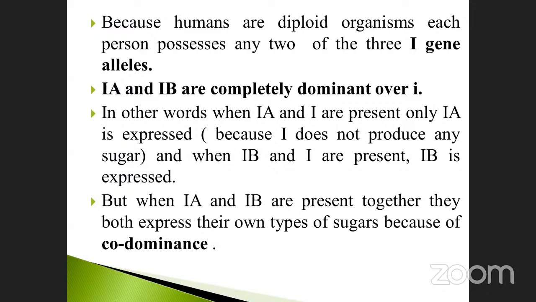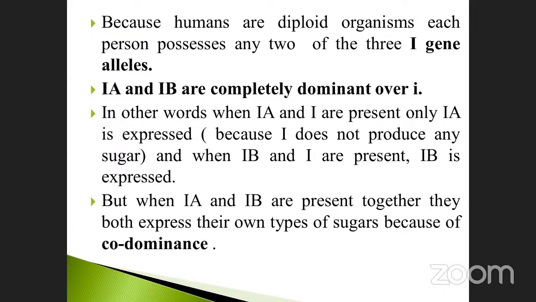I is a gene, IA and IB are alleles. Here you have to write small i only. In other words, when IA and i are present, only IA is expressed. The i is also present, but only IA is expressed. IB is similar to IA: when i is present with IB, only IB is expressed. This is the dominant characteristic.